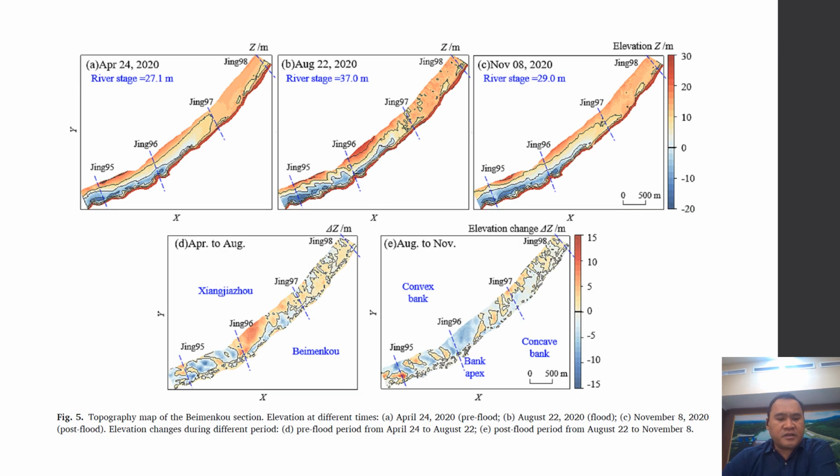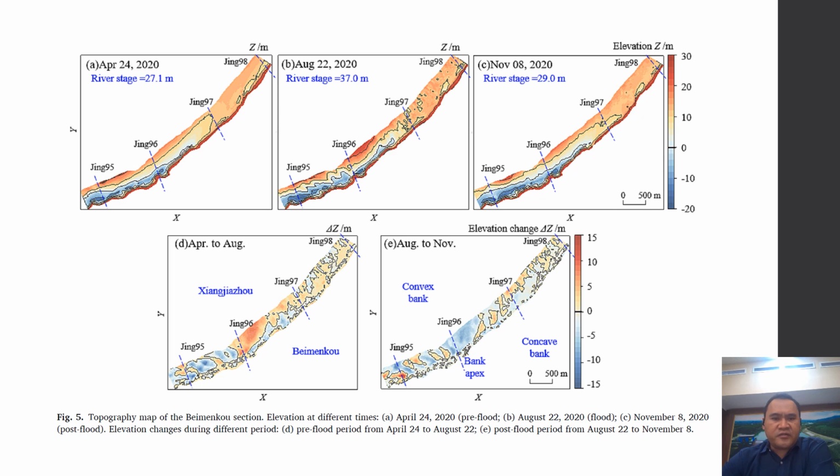So this is the picture that I discussed before. We see in the first picture the river stage of 27.1 meters on April 24, 2020, the second one is August 22, 2020, and the third one is November 8, 2020.